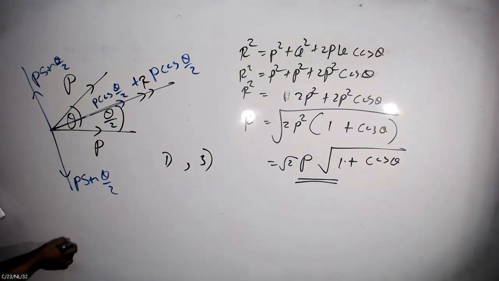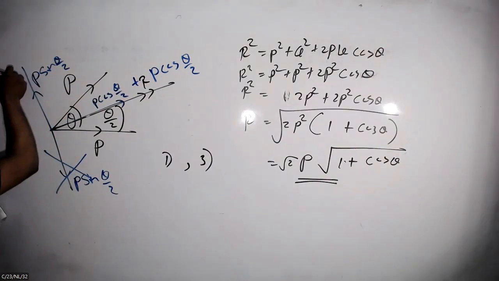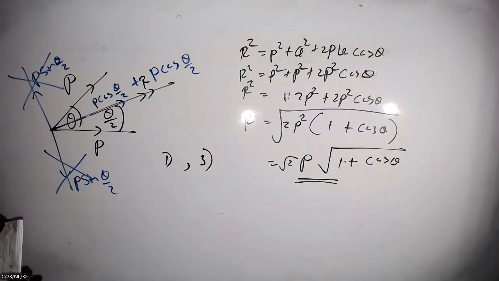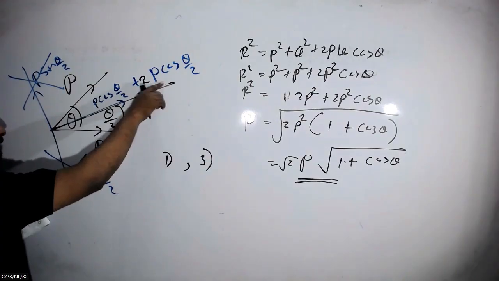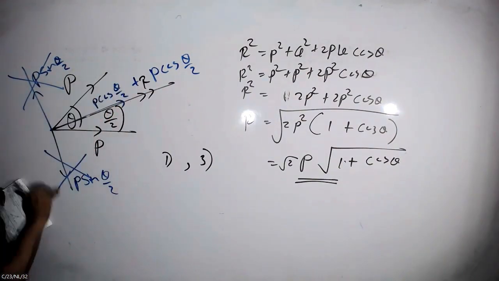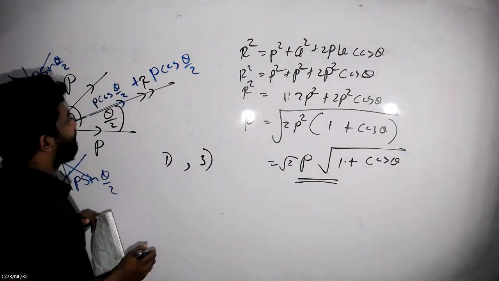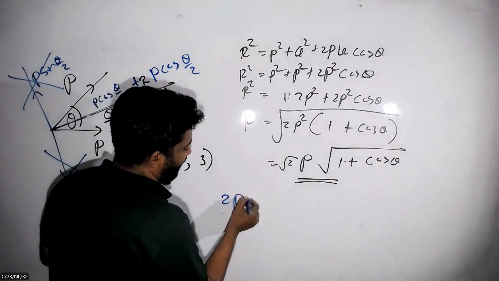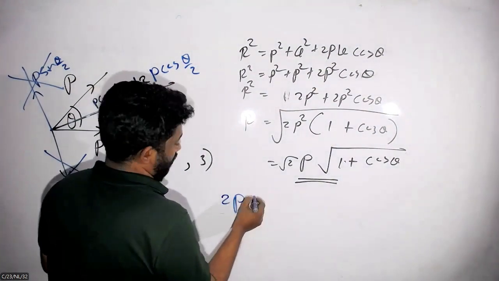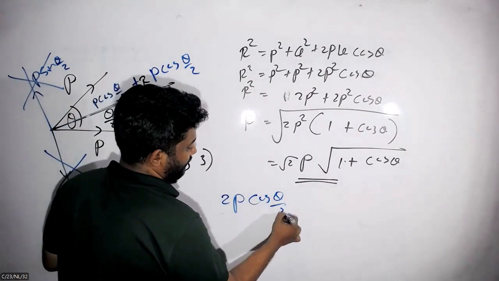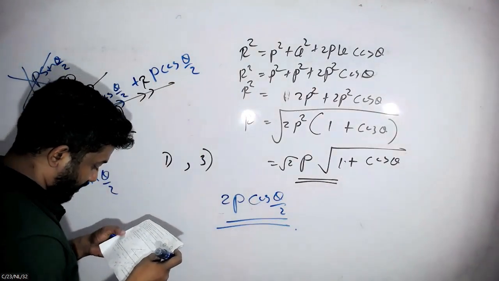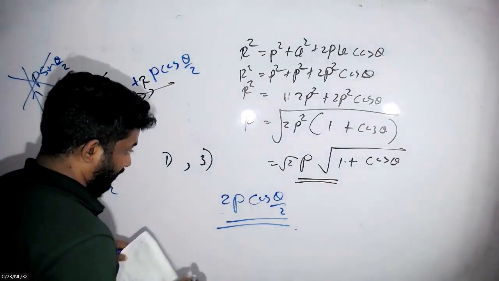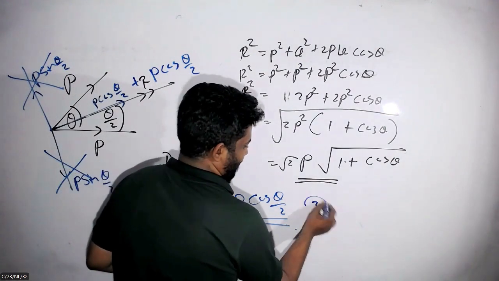Now you can observe that these two components are equal in magnitude and opposite in direction. These two components are equal in magnitude and acting in the same direction. Therefore, the magnitude of the resultant should be 2P cos theta over 2. Therefore, the answer is the third one. Got it?